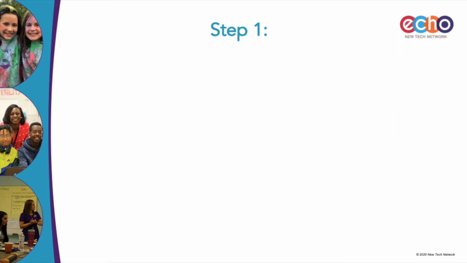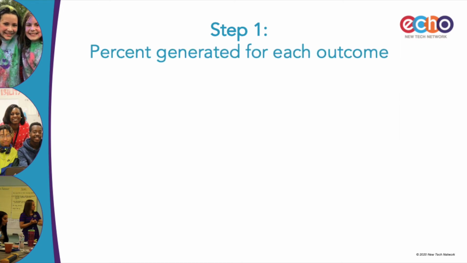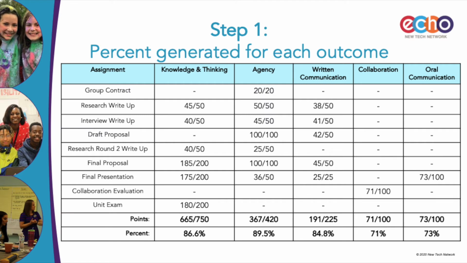Step 1 in understanding how the MOS calculates student grades is to add up all points the student has earned in relation to each outcome and generate a percentage. In this table, you can see all the learning outcomes assessed in this course. Along the side, you can see all the assignments in the course thus far.